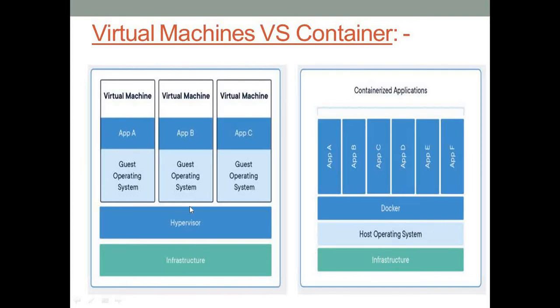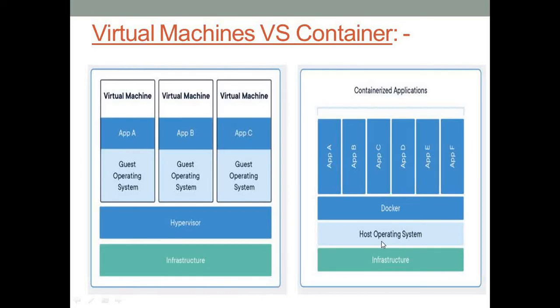But if you look at a virtual machine, we have a physical infrastructure, and upon the physical machines we have a hypervisor that is going to virtualize the hardware, and then we install multiple virtual machines on it. On every virtual machine there should be one operating system installed, and then we can run any application on that. But in a containerized application you need only one operating system.